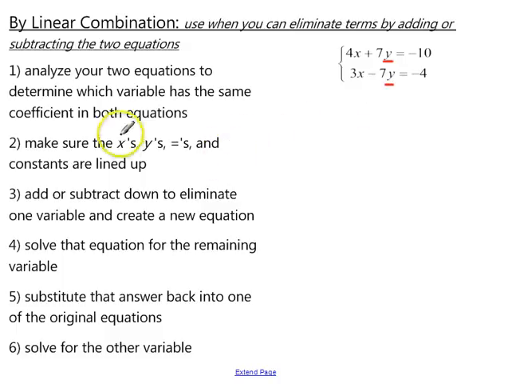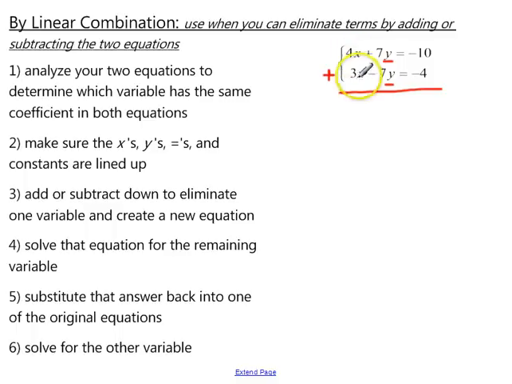Step 2, make sure the x's, y's, equal signs, and constants are all lined up. So the x's are above each other, the y's, the equal signs, and the constants. Then you need to add or subtract downwards to eliminate one variable and create a new equation. So I'm going to put an equal sign here, and since we have a positive 7y and a negative 7y, we're actually just going to add them. So we're going to add straight down.